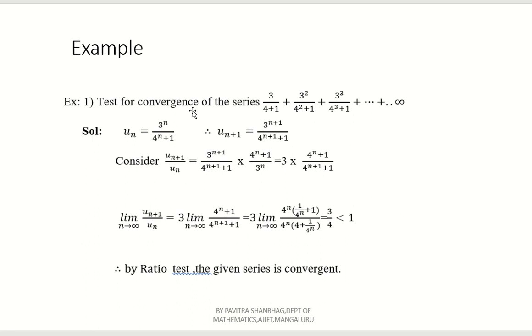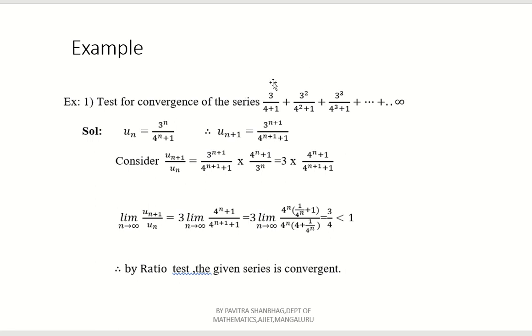Test for convergence of the series 3/(4+1) + 3²/(4²+1) + 3³/(4³+1) + ... up to plus infinity. Now always see here, the numerator and denominator steadily are increasing, right? Obviously we have to apply which rule here? Ratio test only.